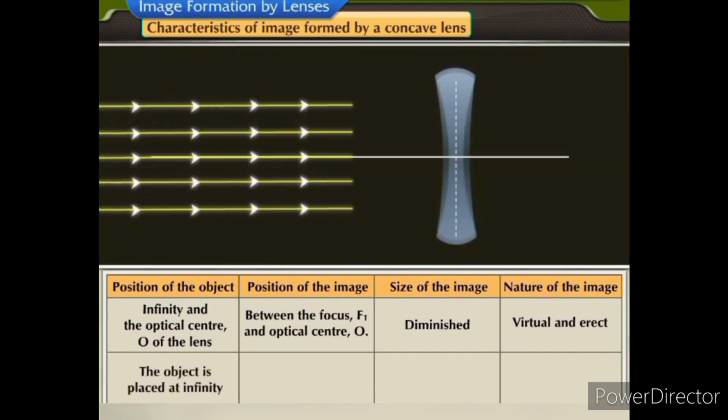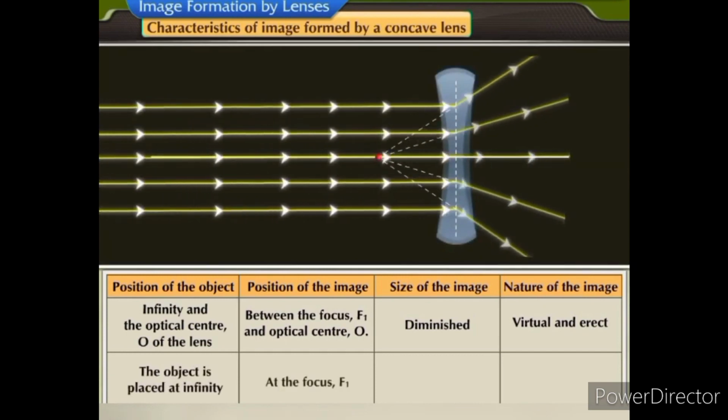When the object is placed at infinity, the image is formed at the focus F1. The image formed is highly diminished, and the nature of the image is virtual and erect.